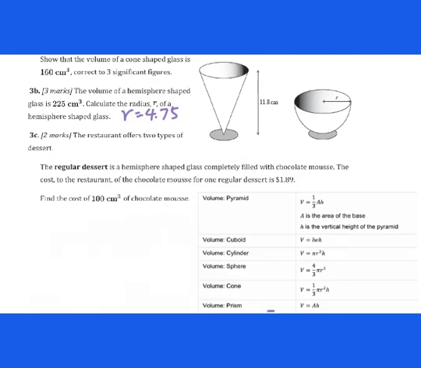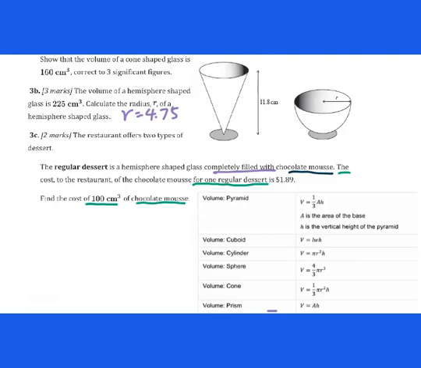Let's go to 3C. The restaurant offers 2 types of dessert. The regular dessert is a hemisphere-shaped glass completely filled with chocolate mousse. The cost to the restaurant of the chocolate mousse for one regular dessert is $1.89. Find the cost of 100 centimeter cubed of chocolate mousse.